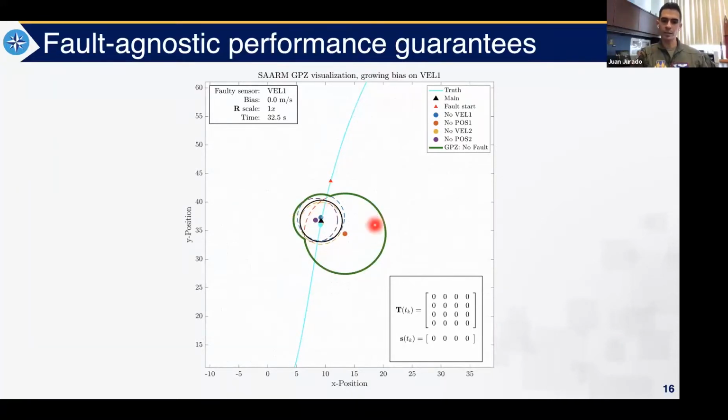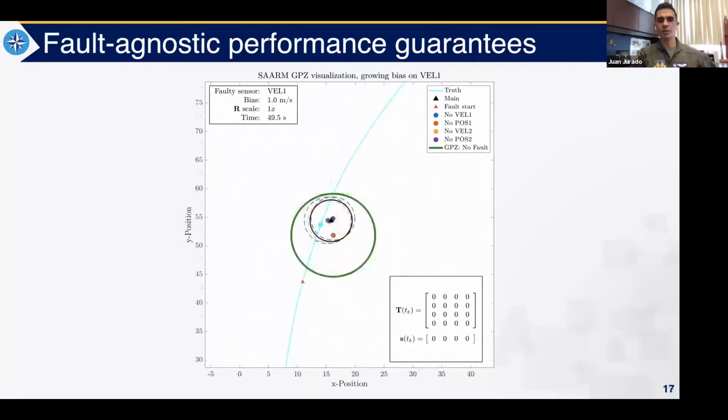It's really all about the subfilters, because all I can assume is that one of the subfilters is guaranteed to be error-free. Regardless of whether I've detected the fault or not, one of those subfilters is not taking measurements from a faulty sensor, if only one sensor can fail at a time. So let's progress along the simulation.